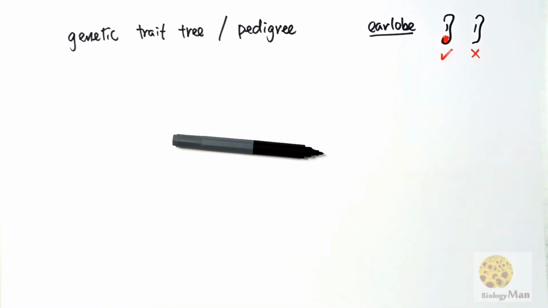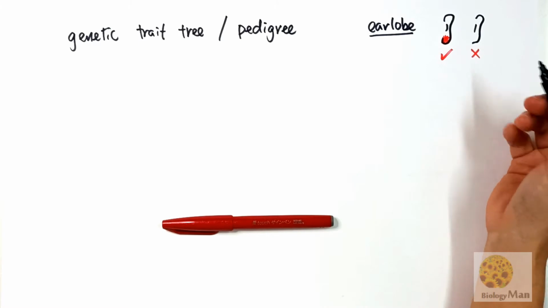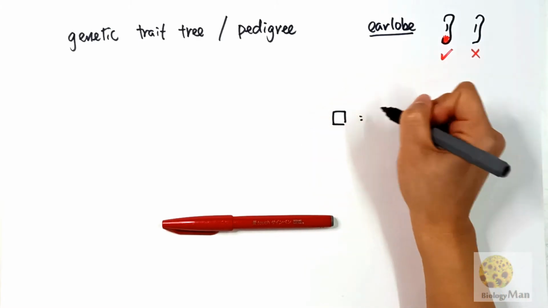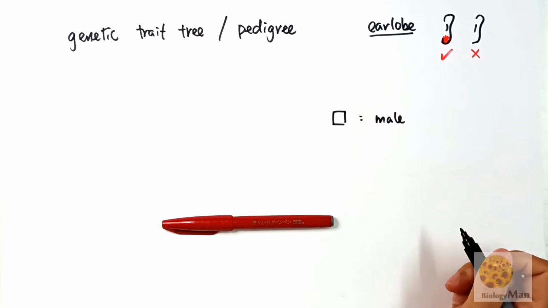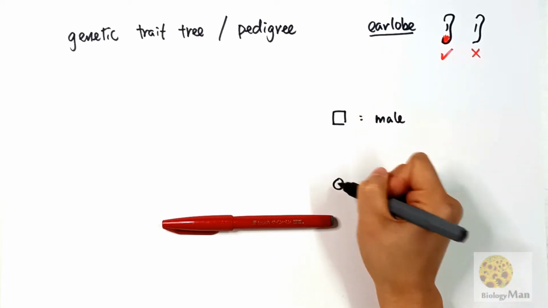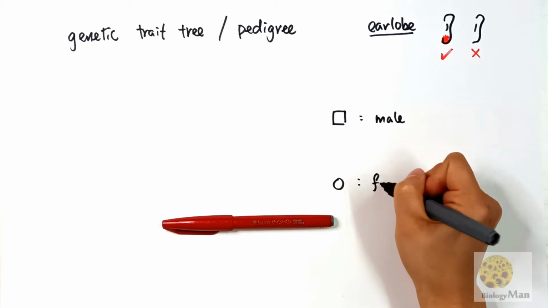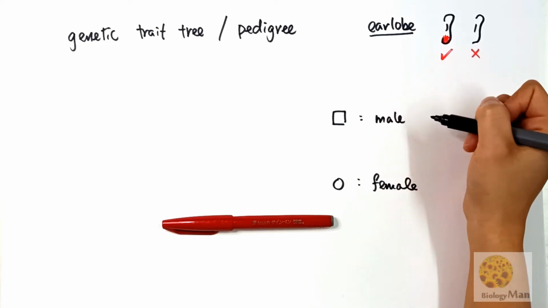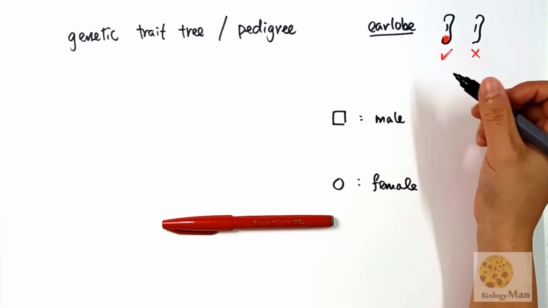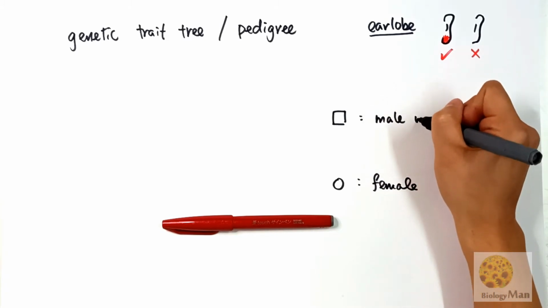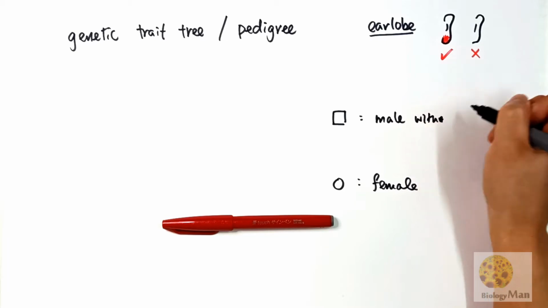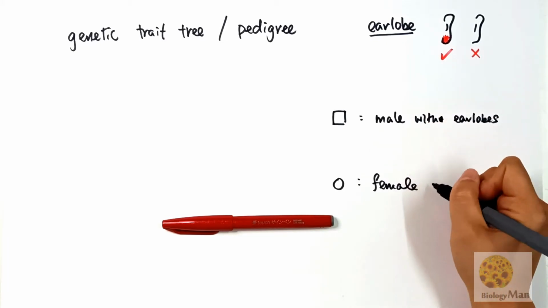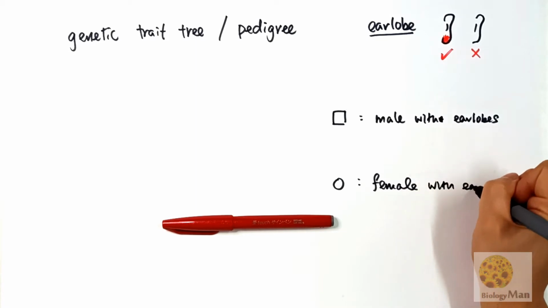Let's now define the symbols. First of all, we'll use a square to represent all the males in the pedigree. And then we'll use a circle to represent all the females in the pedigree. And because there are only two types of individuals, all the males, some of them got earlobes. So they are the males with earlobes, and the females with earlobes.